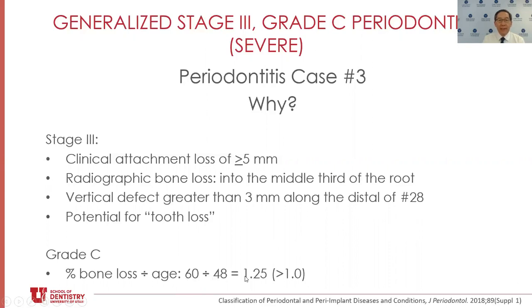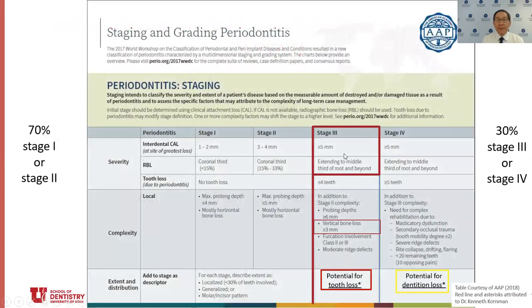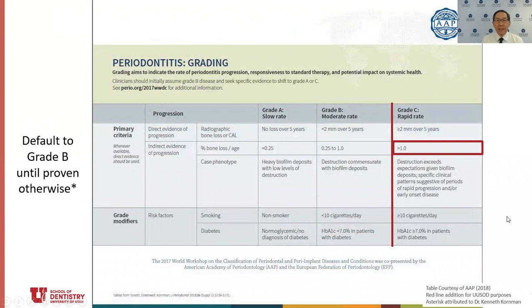Now, grade C, at worst, the patient had about 60% bone loss. She was 48. So that ratio becomes 1.25, which is definitely more than 1.0, and why the patient is now placed into grade C. So looking at our tables, the parameters of the 5 millimeters bone loss in the middle 1/3, the vertical bone loss noted on the radiograph, and the patient may be at risk for losing some teeth, but not the entire dentition.